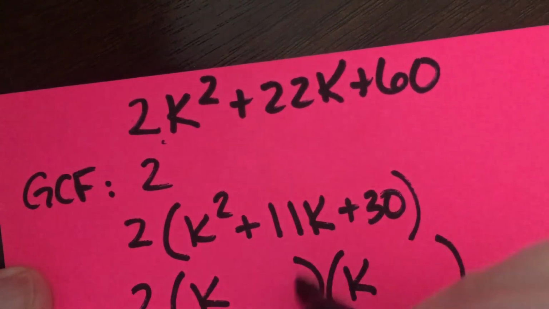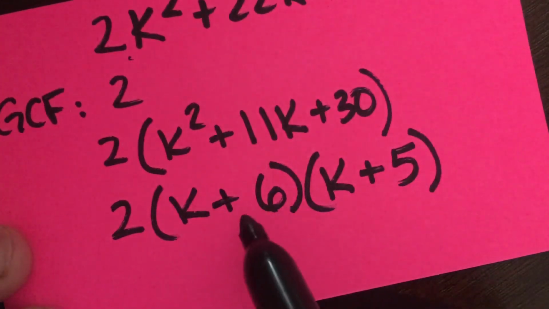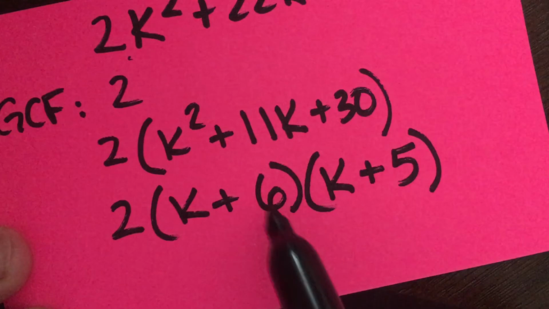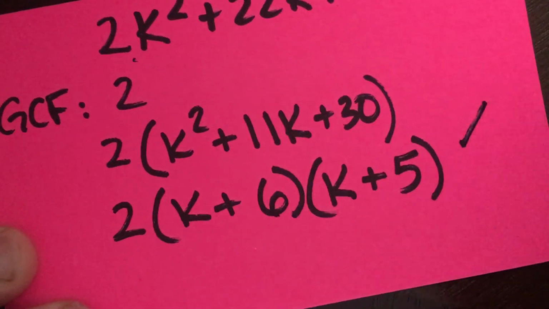The 30 factors I want are 6 and 5. And when everything is positive, so is it down here. Notice that that will get us k squared, 5k, 6k, which add to 11k. 6 times 5 is 30. So this is fully factored with 1, 2, 3 factors.